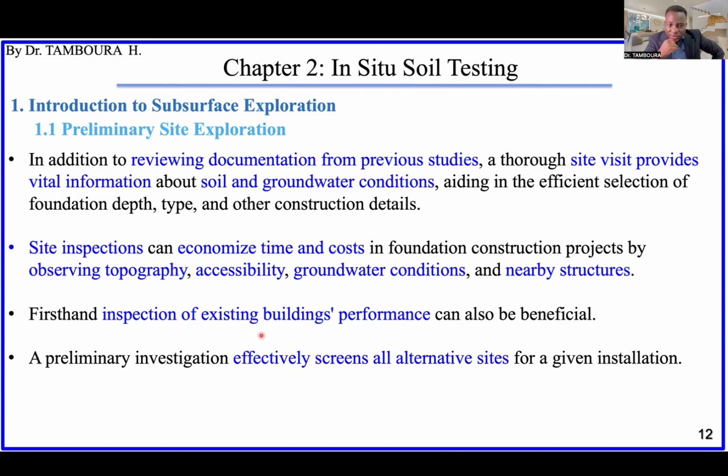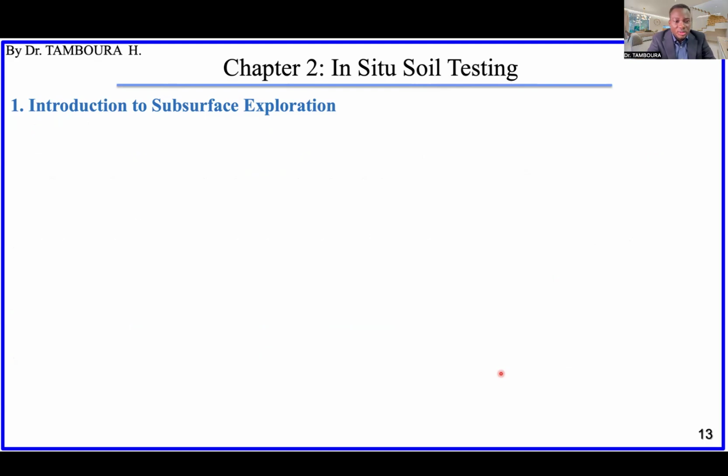So a preliminary investigation effectively screens all alternative sites for a given installation. You have to check if the site you have right now is not very good, and if you have several places, you have to check if maybe we can choose, especially if it is the government, they can change the site. Okay. But if maybe you don't have many choices, that will be difficult, I think.